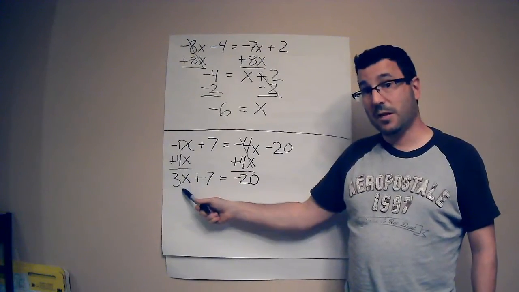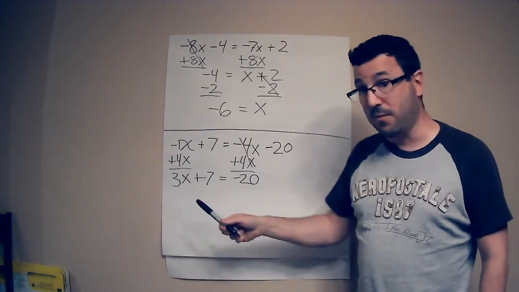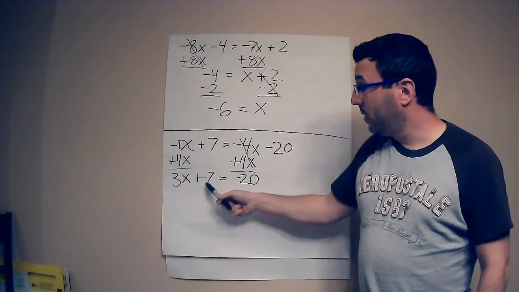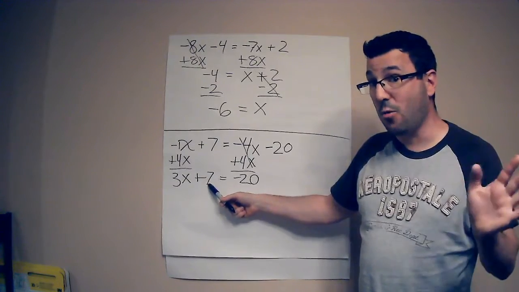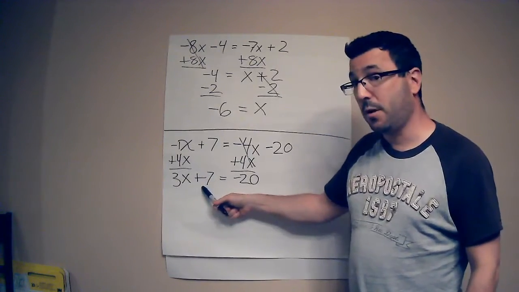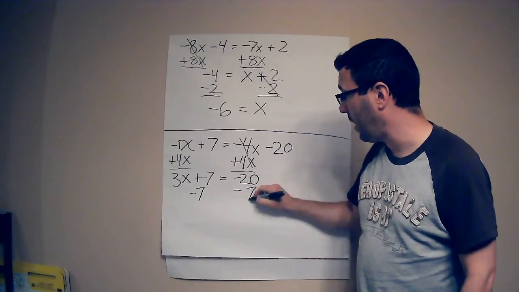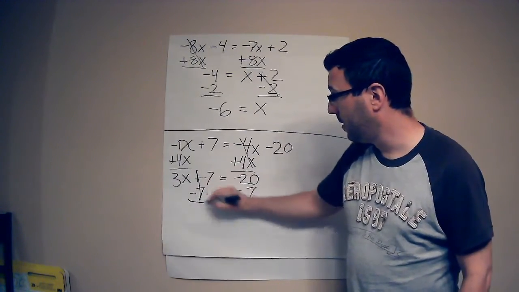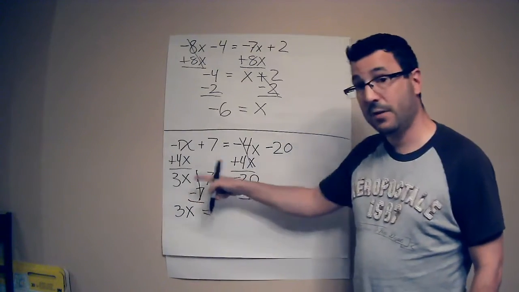My x is on the left hand side. It's going to stay on the left hand side. I don't want to move it. Alright? So, now I look. I have this plus 7. That's got to go away. Opposite of a plus 7, minus 7. So I'm going to subtract 7 from both sides. That cancels out. I'm left with 3x on the left hand side.